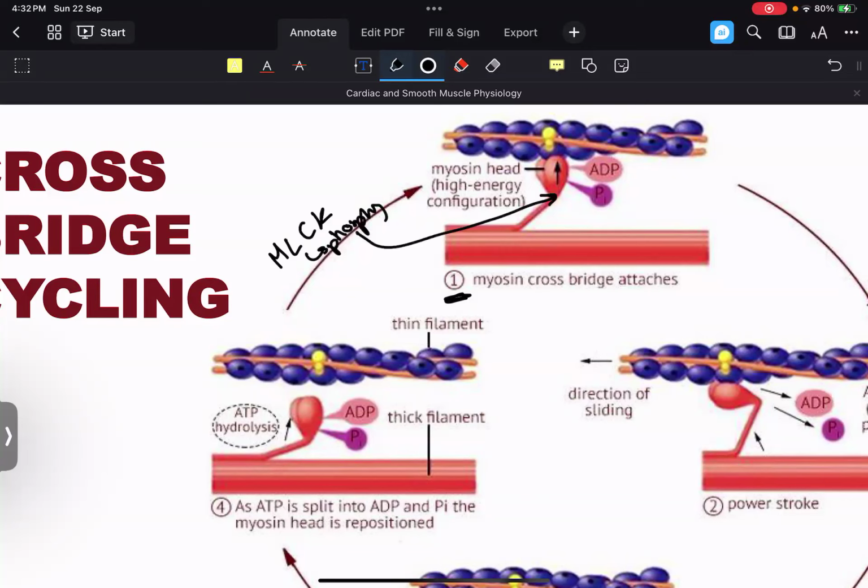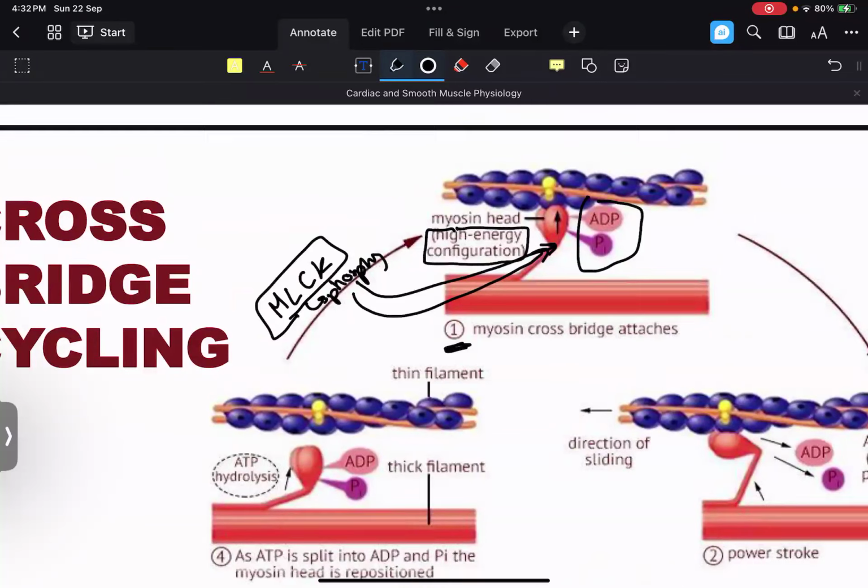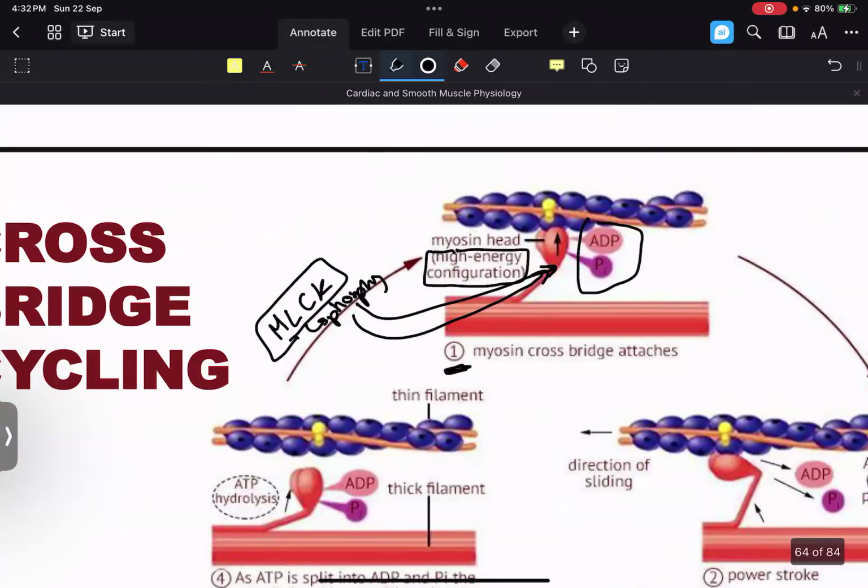Now that it's phosphorylated, it's basically in its high energy state, but at the same time, it still has the ADP and the phosphate that we spoke about in the cardiac cell lecture. You know how we said you're supposed to have ADP and phosphate attached to the myosin? That part does not change. The only thing that's different here is how we activated the myosin head. How did we get it in its high energy state? We used the myosin light chain kinase to phosphorylate the myosin head, and now it's active. And now the myosin can bind to the actin because it's in its high energy state.